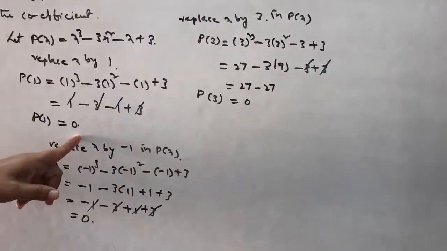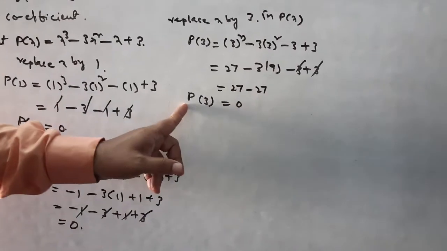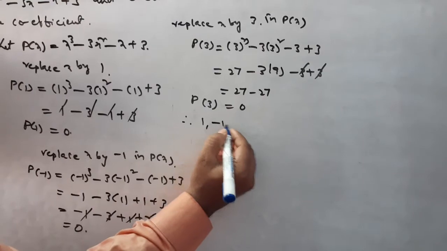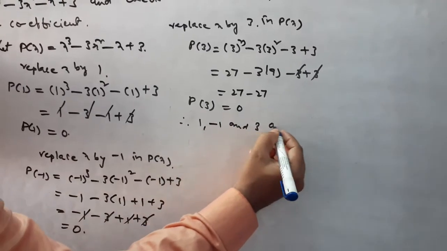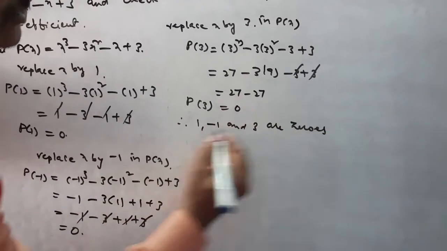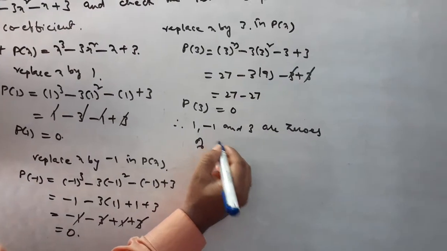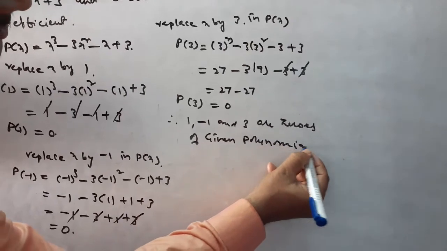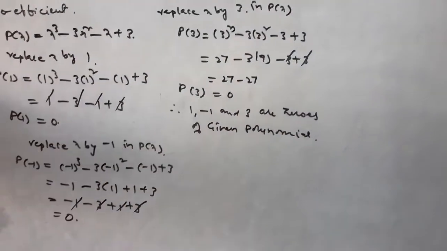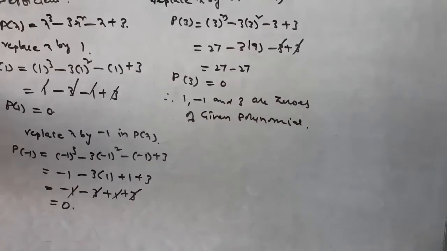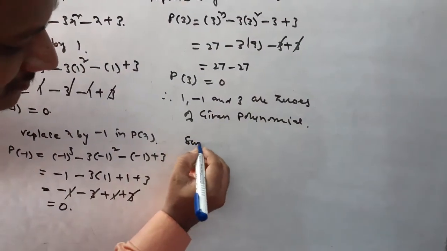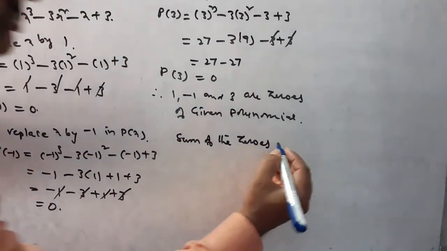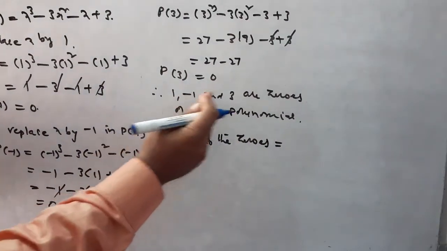Here p of 1 equals 0, p of minus 1 equals 0, p of 3 equals 0. Therefore, we can write that 1, minus 1 and 3 are zeros of the given polynomial. So now we have to take the relation between the zeros and coefficients. Now I am taking the sum of the zeros.